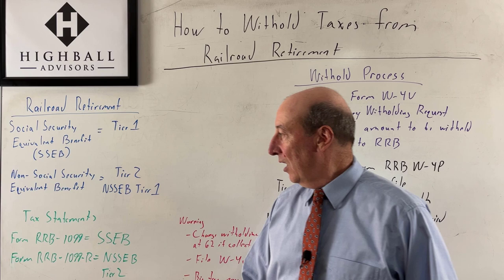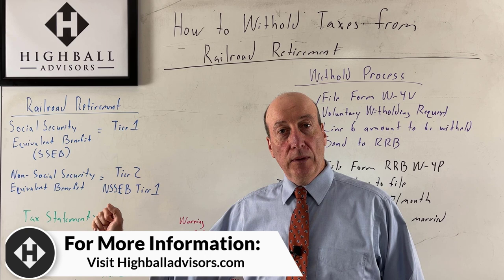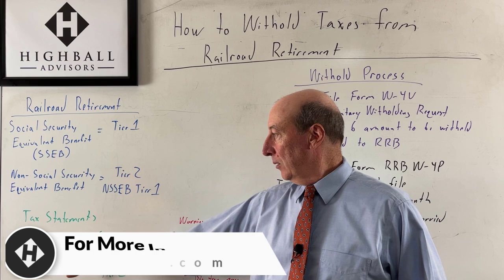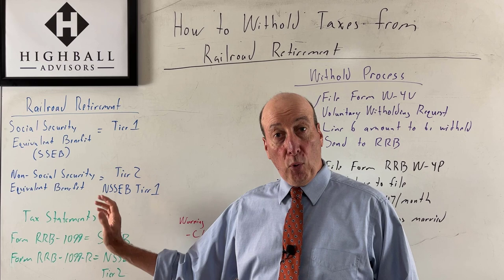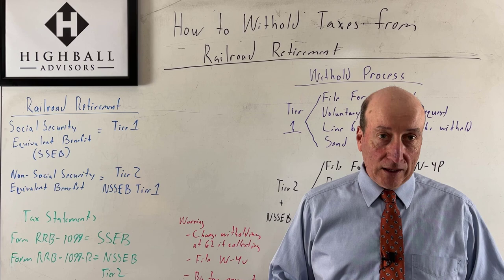Now that makes up your railroad retirement and how it's classified by the IRS, which is important. Every January from the RRB, you'll get tax statements. The form RRB-1099 is for the Social Security equivalent benefit portion of your annuity, and form RRB-1099-R is for the non-Social Security equivalent benefit and the tier two.